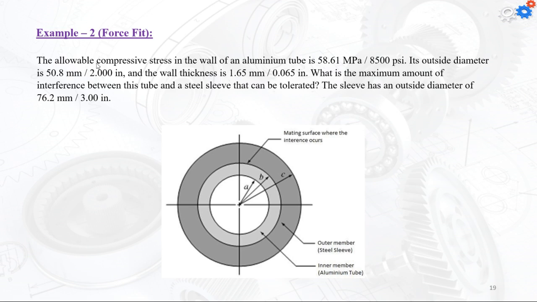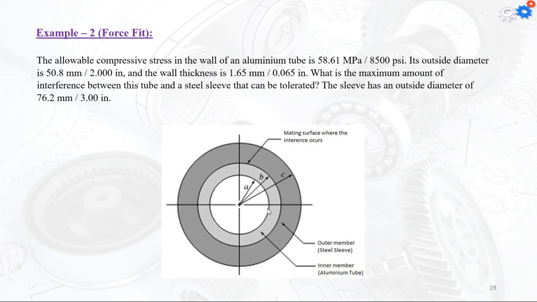The inner part is going to have the compressive stress on it of 8,500 psi. The outside diameter of this part is given as 2 inches. So from here to here is 2 inches, and thus the B is equal to 1. The wall thickness is 0.065 inches, so if I take B minus 0.065 inches, this will give me the A. And the C is simply going to be equal to 3 divided by 2.